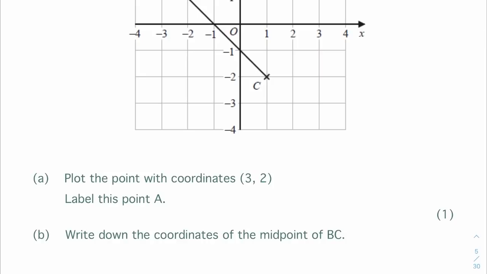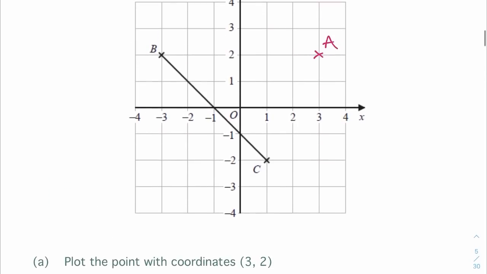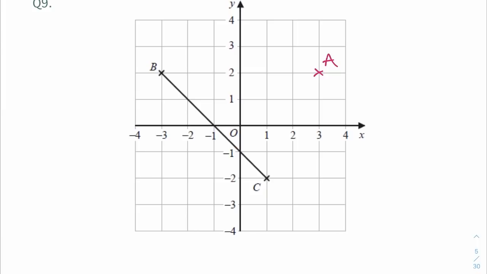Part B, it says write down the coordinates of the midpoint of BC. Now when you're finding a midpoint, if you have the numbers, then you can add them together and halve them.